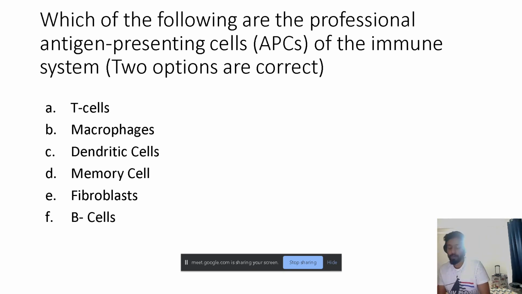B cells also do present antigens to an extent, especially to T cells, and they help in the formation of memory, but they are not the professional antigen presenting cells of the immune system. So the professional antigen presenting cells are the macrophages and dendritic cells.